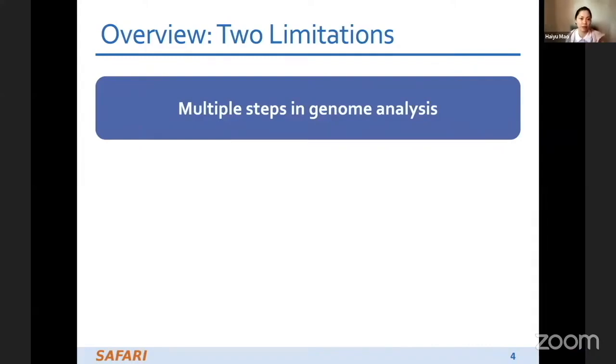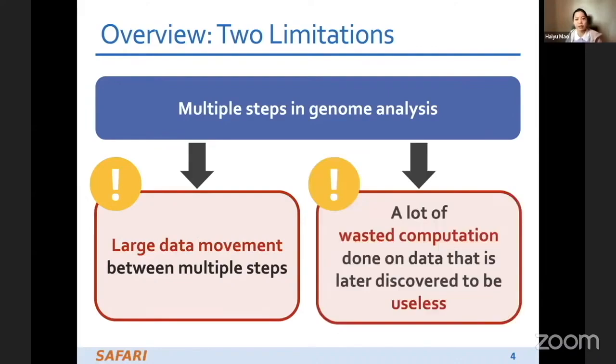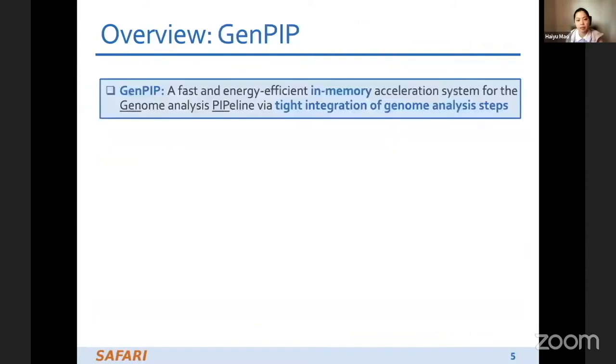So we observed, because there are multiple steps in genome analysis, that there are two main limitations in the current nanopore genome analysis. First, there's a large data movement between multiple steps. And second, there's a lot of wasted computation done on data that is later discovered to be useless. That's why we propose GenPIP.